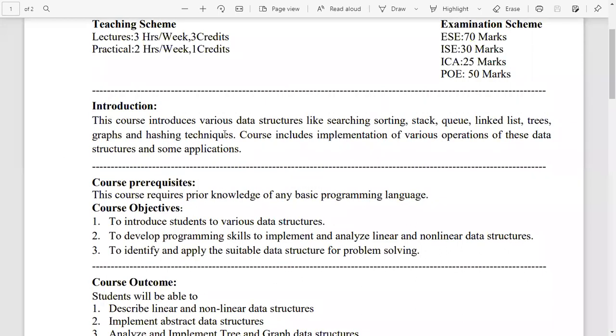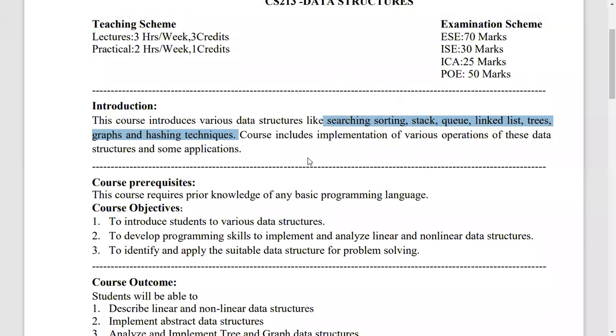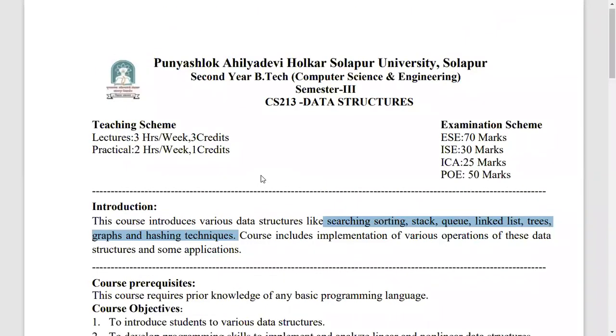This course introduces the various data structures like searching, sorting, stack, queue, linked list, tree, graph, and hashing technique. So all these are the data structures. What is meant by data structure, we'll discuss, but in this subject we are going to discuss these many data structures. First is searching, after that sorting, how to sort the data. After that stack, queue, linked list, trees, graph, and hashing techniques, right? These many data structures we are going to discuss throughout this subject.